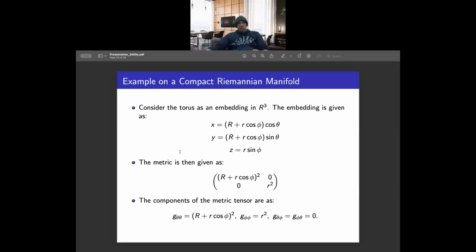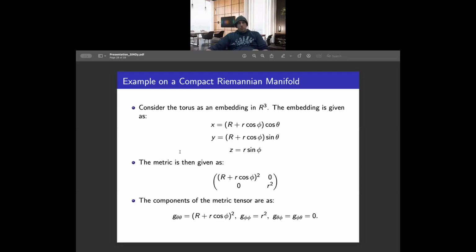The embedding that we are giving is x equals R plus r cos phi cos theta. And you can see this embedding as the parameterization that you might have seen for this torus as a manifold in R3. And the metric tensor that we are introducing here is (R plus r cos phi) squared, 0, 0, comma r square.